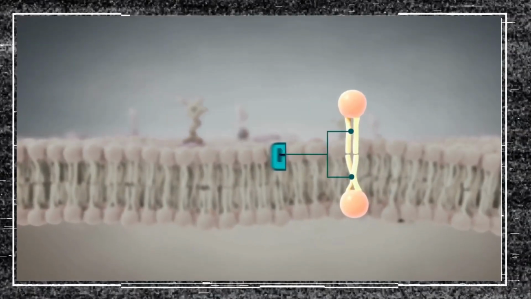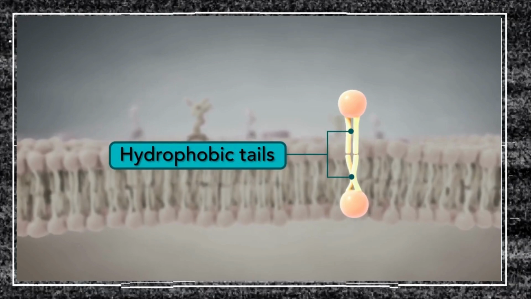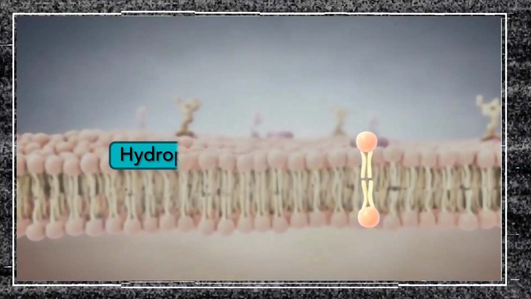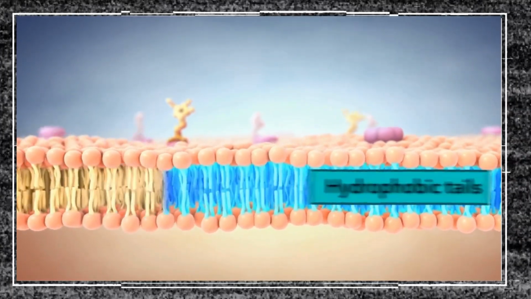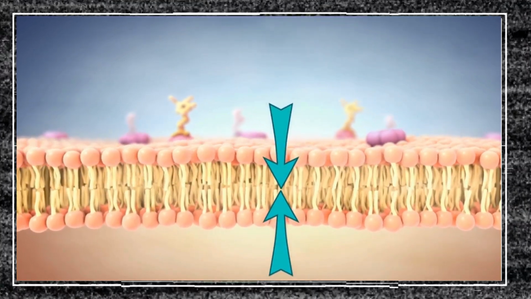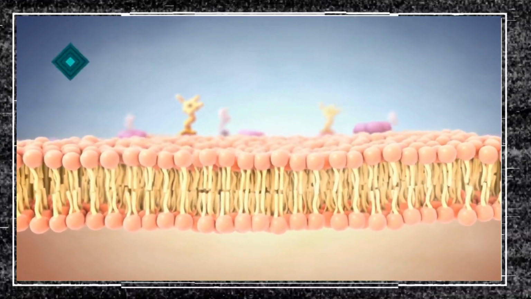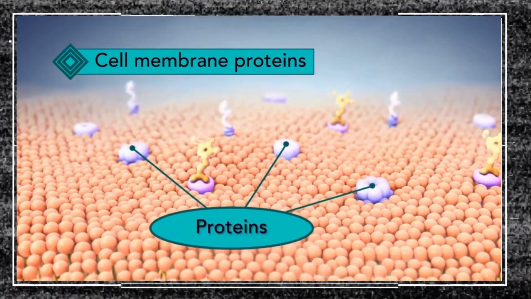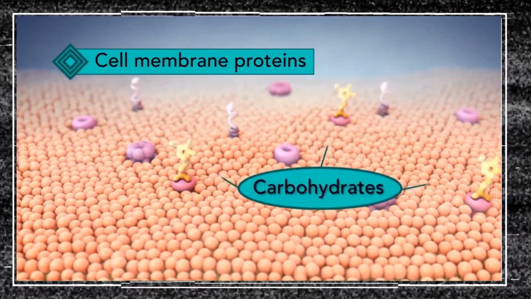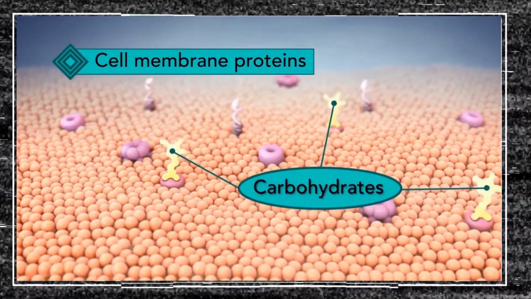The phospholipid tails are hydrophobic, which means watery areas repel them, so they orient toward each other in a direction as far away from the watery content as possible. There are also scattered proteins embedded in the phospholipid layers, some with carbohydrates attached.